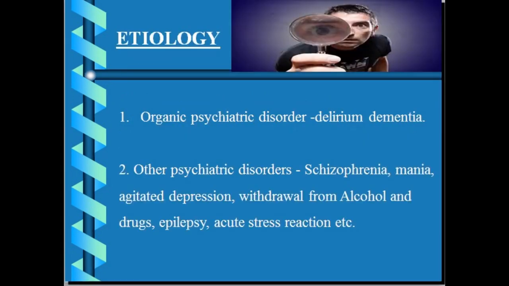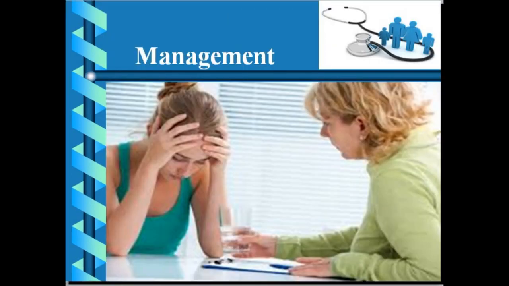Let's move to etiological factors. They are organic psychiatric disorders and other psychiatric disorders. Organic psychiatric disorders like delirium, dementia, and other psychiatric disorders like schizophrenia, mania, agitated depression, etc. Now let's move to management.